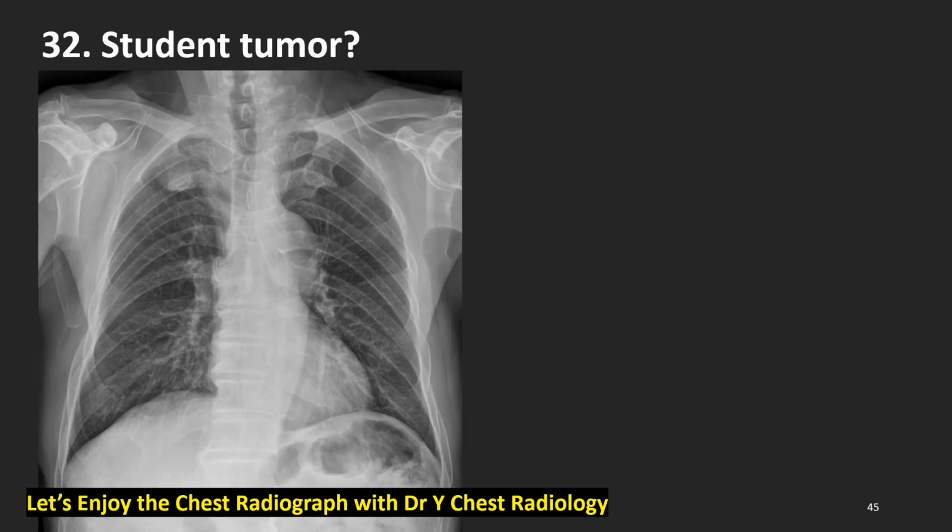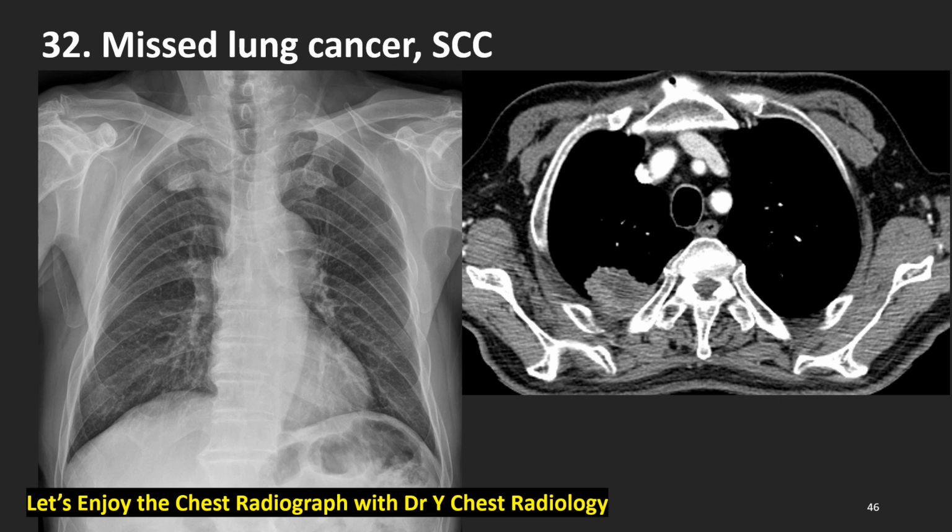How about this old man's chest radiograph? Is that on the right upper lung zone another student tumor? On the CT, there is a real, true tumor, squamous cell carcinoma of the right upper lobe. The mass was just overlapped with the student tumor, the first costochondral junction. This is a true tumor.